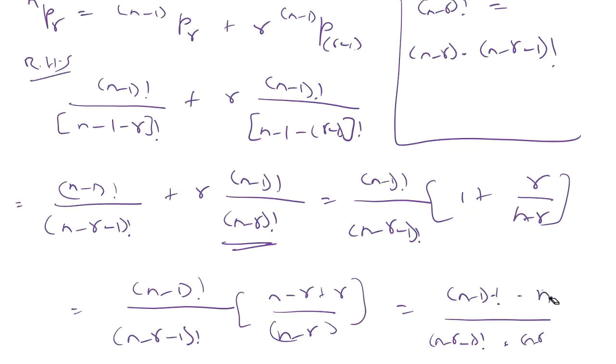(n minus 1) factorial times n, you can write as n factorial, and (n minus r minus 1) factorial times (n minus r), you can write as (n minus r) factorial. Therefore the result is n factorial upon (n minus r) factorial, which is nothing but LHS. So nPr you can write as n minus 1 P r plus r times n minus 1 P r minus 1. So this is the result that we have proved. So this is the proof using formula.